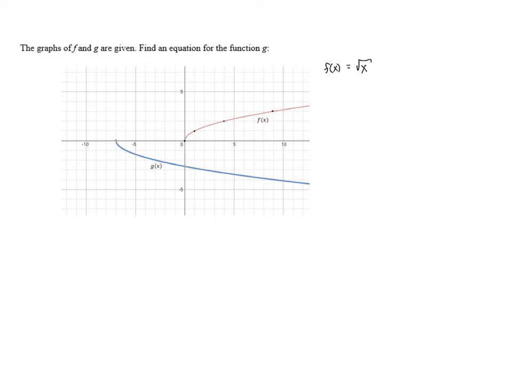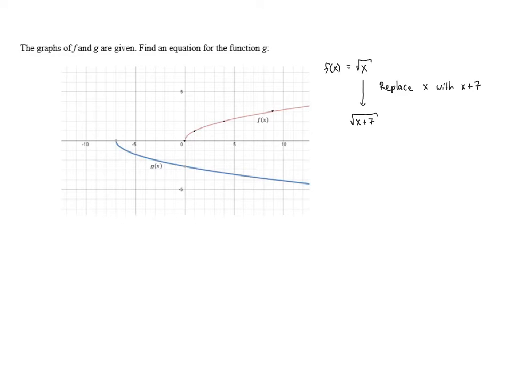So first, it looks like we might have a horizontal shift to the left 7 units because the original endpoint and the new endpoint are 7 units apart. So how do we do a horizontal shift to the left 7 units? Well, we know that we have to replace x with x plus 7 to shift horizontally to the left 7 units. That would give us the square root of x plus 7.